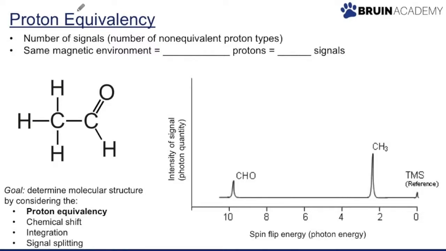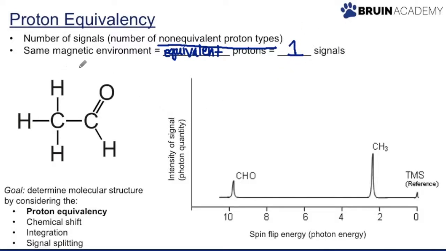When you look at proton equivalency, the main thing we're considering is how many signals we see in the spectrum. The number of signals that register in the spectrum indicates the number of non-equivalent proton types. What that means is we're looking for protons that have different magnetic environments. If you have protons with the same magnetic environment, this means that they are equivalent protons. And if you have equivalent protons, this registers as one signal, or the same signal.